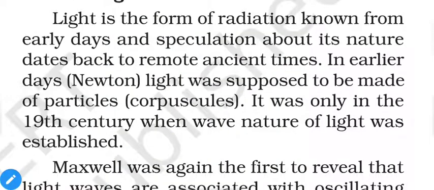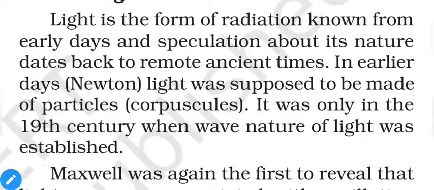As discussed, light is also a form of radiation known from early days, and speculation about its nature dates back to remote ancient times. In earlier days, light was supposed to be made of particles known as corpuscles. Right now we consider light to be made up of photons, but in earlier days they gave the name corpuscles to the light particles. It was only in the 19th century that the wave nature of light was established.